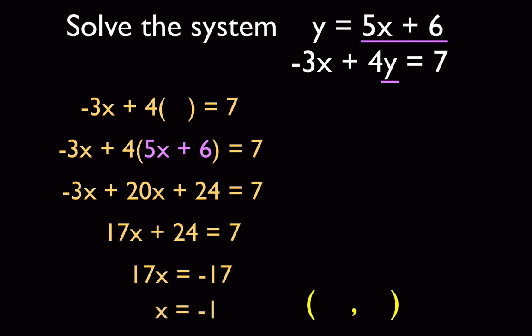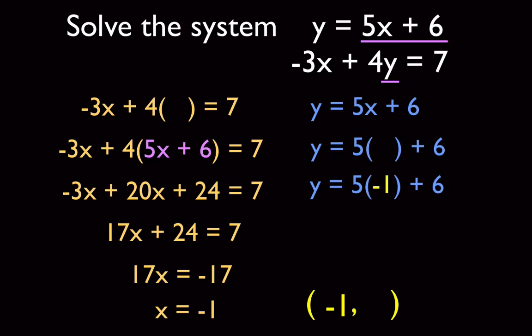Okay, that gives me the left half of my answer because that's x, and I choose to plug it back into the top one. Again, I always choose the top one. You can plug it into the bottom one, it's fine. You're going to get the same answer either way. Otherwise, you did something wrong. So I'm going to get 5 times negative 1 plus 6. That's negative 5 plus 6, which of course makes my answer positive 1.